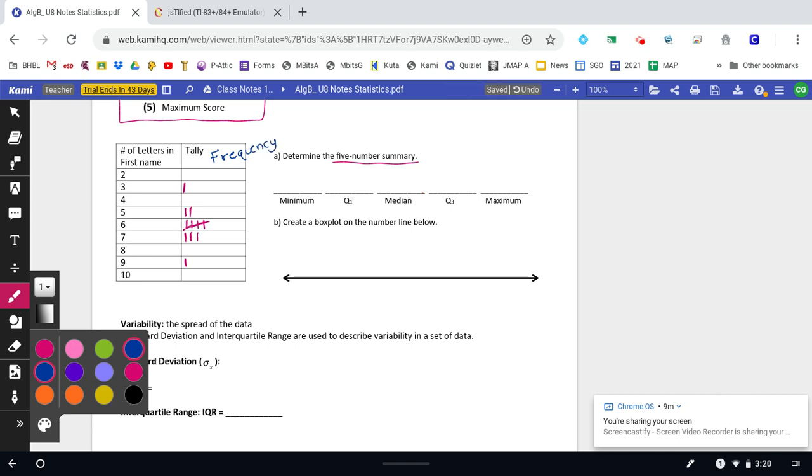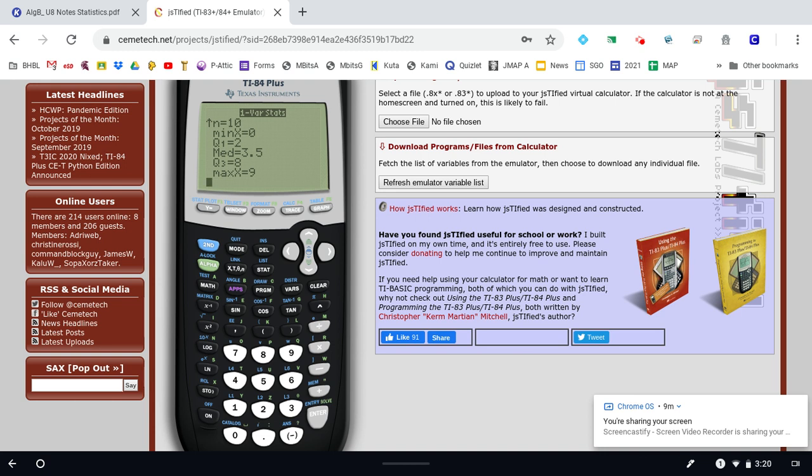Okay, so we're going to go to the calculator. We're going to go to Stat, Edit. Remember, we go up, hit Clear and Enter to get rid of the data. And now I'm going to put in the number of letters that was in our class. So we had 3, 5, 6, 7, and 9.